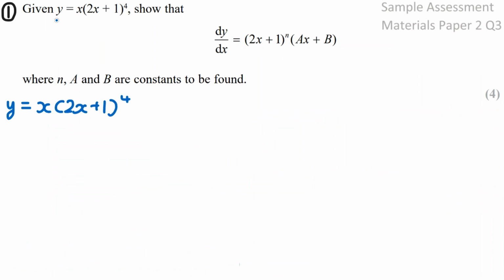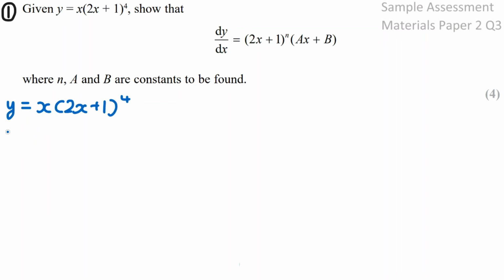Okay, so for question 1, we're told that y is equal to x and then 2x plus 1 to the power of 4, and we need to show that dy over dx can be written in this form here, where we need to find n, a, and b. Okay, so to differentiate this here, we need to do the product rule, because it's x multiplied by 2x plus 1 to the power of 4.